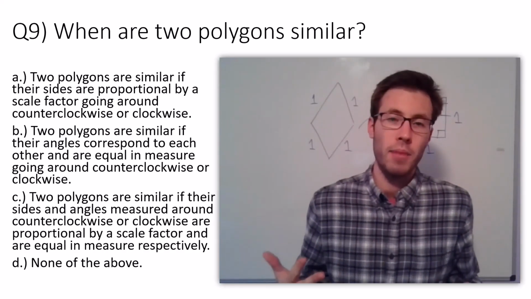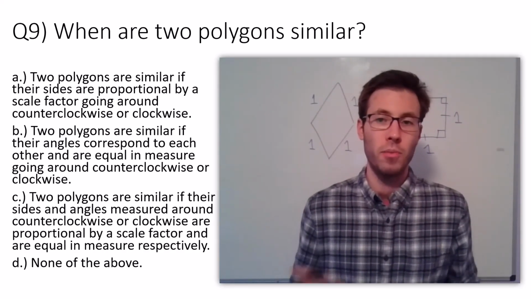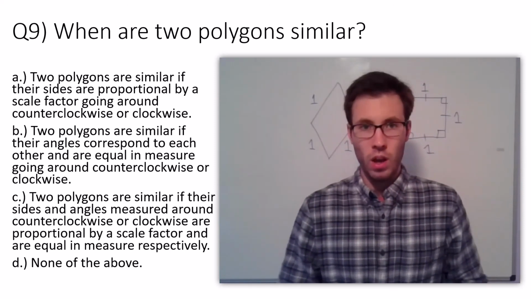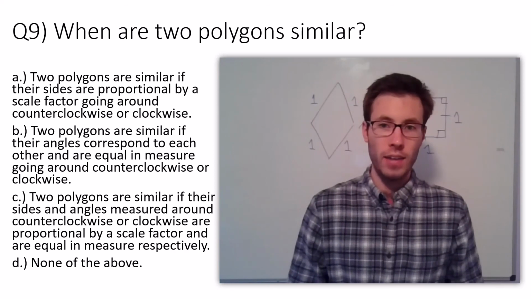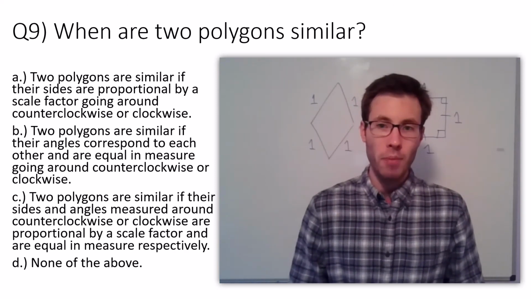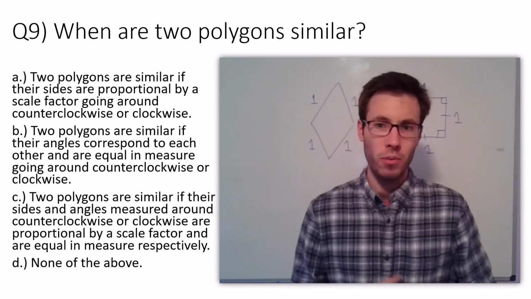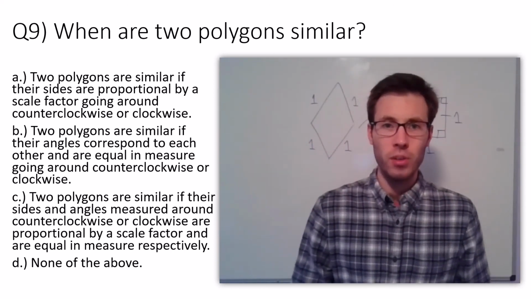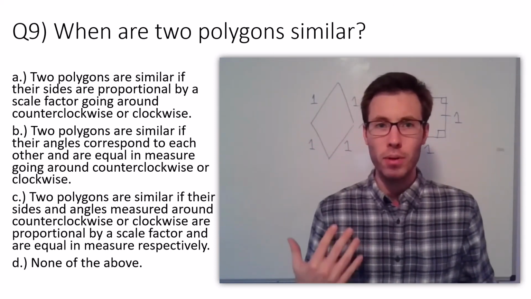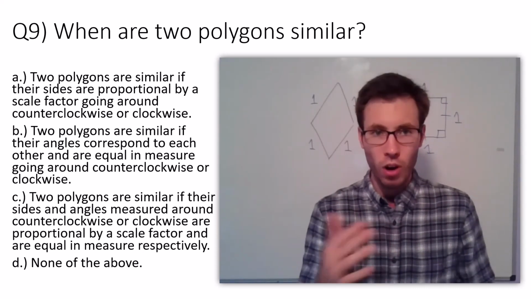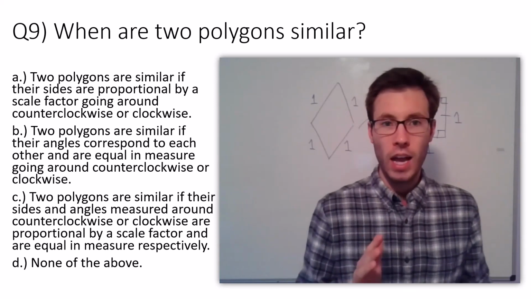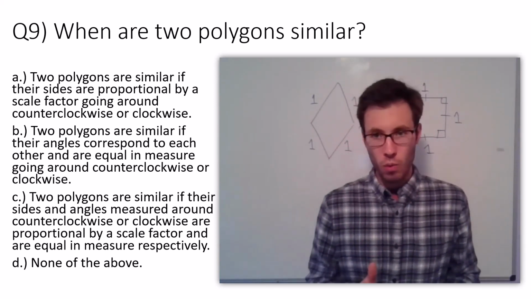All right, so this example is a multiple choice question, it's wanting to know which option is true. When are two polygons similar? Option A states two polygons are similar if their sides are proportional. So they're all in proportion to each other by a scale factor going around either counterclockwise or clockwise.